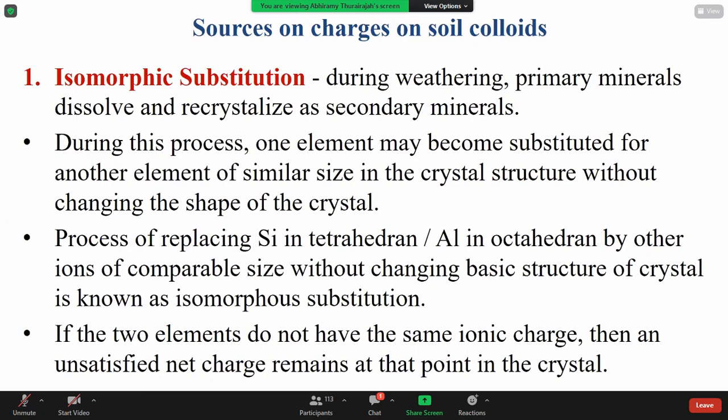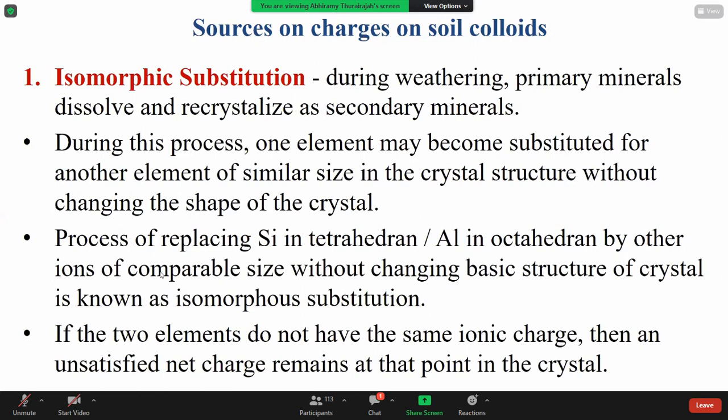So during this weathering process or the recrystallization process, one element from the tetrahedral or the octahedral may be substituted by another element with the same size and shape. So when it forms the new crystal, the size and the shape will not change. That is the isomorphic substitution. Here you see one element may become substituted for another element of similar size in the crystal structure without changing the shape of the crystal. That is the isomorphic substitution.